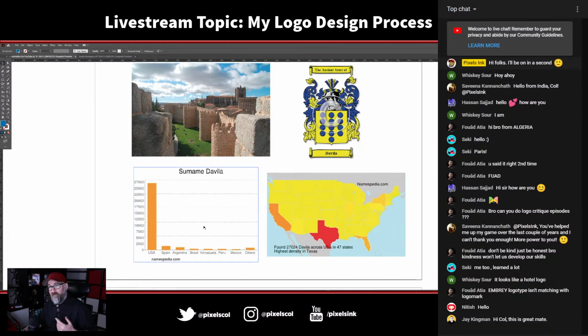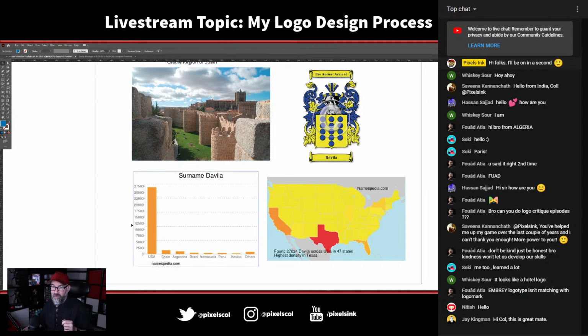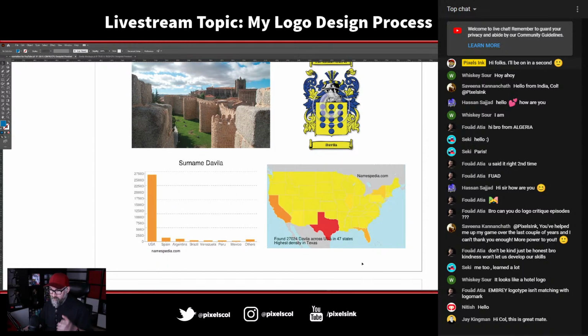Really interestingly, even though it originated in Spain, I found this graph showing a census of who has the surname. And you can see over on the left, the majority of Davilas live in the United States, where Jason was. And Spain is second, but the proportion is tiny compared to the US. Looking a little bit further onto a map of the US and where those names are, you can see that by far the most dense population of Davilas is in Texas, which is where Jason was.